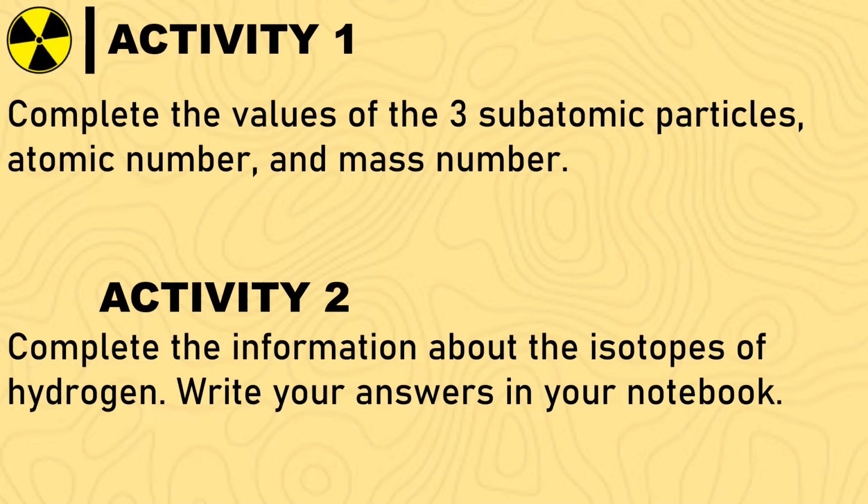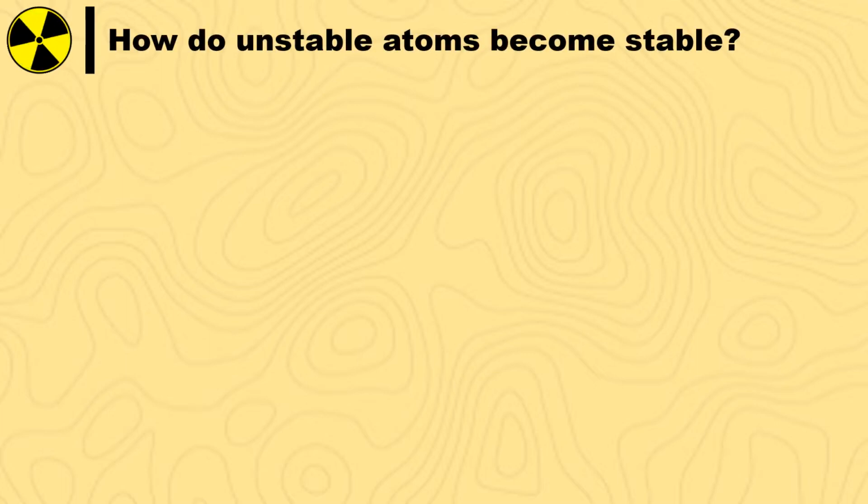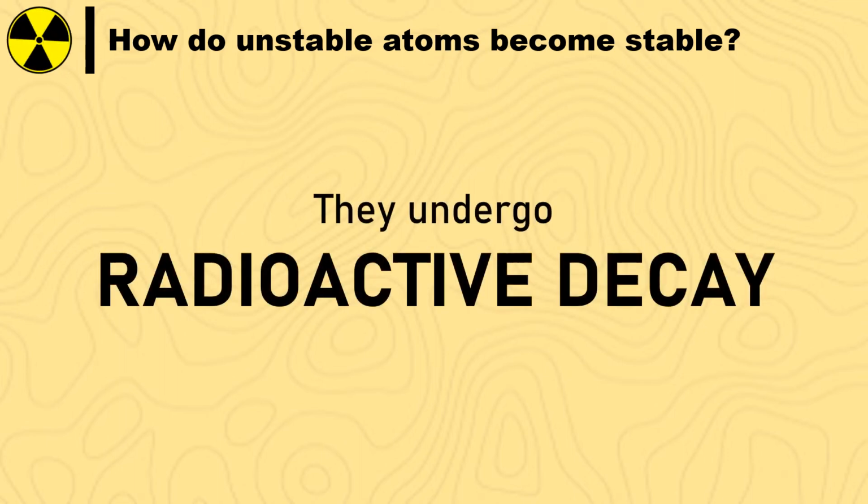Did you know that there are times where atoms are unstable? This is because of the large ratio between neutrons and protons. So how do unstable atoms become stable? They undergo radioactive decay.